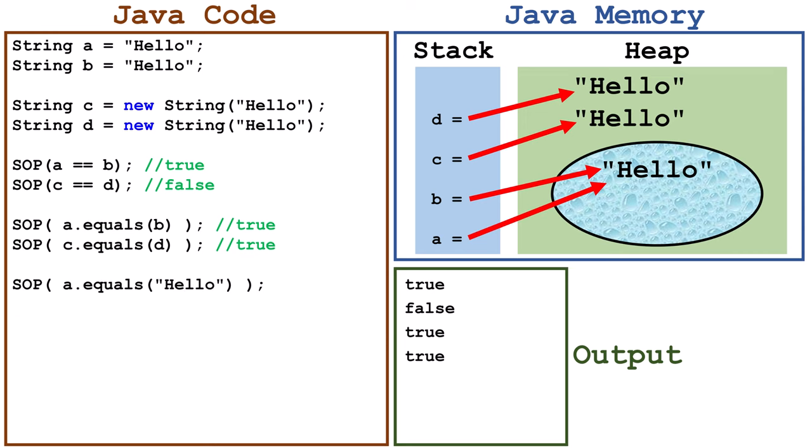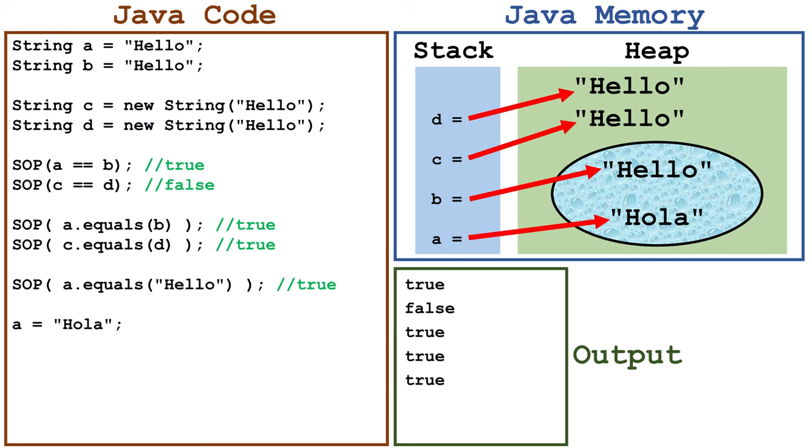Let's look at another way to use the String class's equals method. Here, we're calling the equals method from the string object that a is pointing at. We're passing the string literal "hello" to the method. Since a is pointing at a string object that is equal to the string literal we're passing, the method will return true.